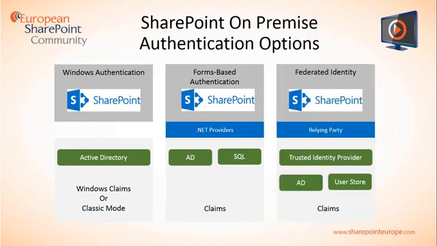Or the third option for on-premises is what we're calling federated identity. We're going to talk a lot more about this because this is actually our preferred option, but this is where SharePoint becomes what's called a relying party, and it passes the authentication responsibility over to what's called a trusted identity provider. That could be Active Directory Federation Services or any number of other SAML-compliant identity providers. So those are our three options from an on-premises perspective.